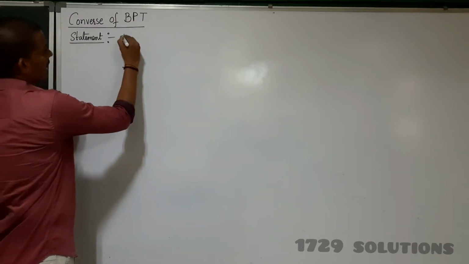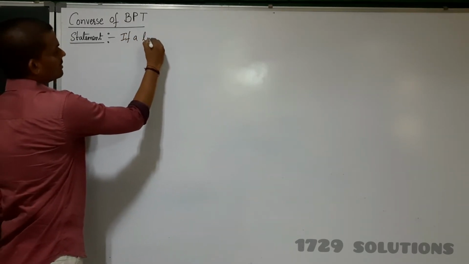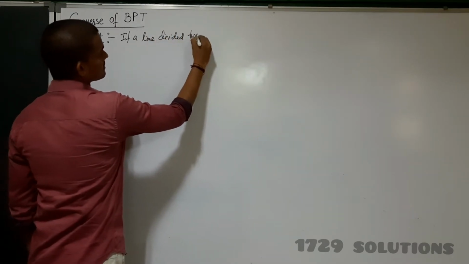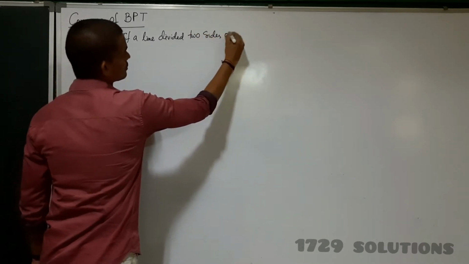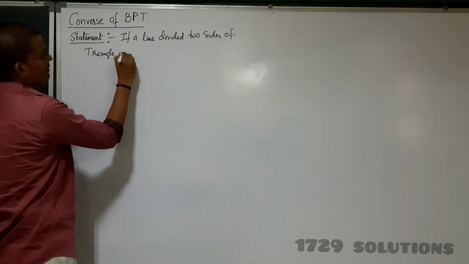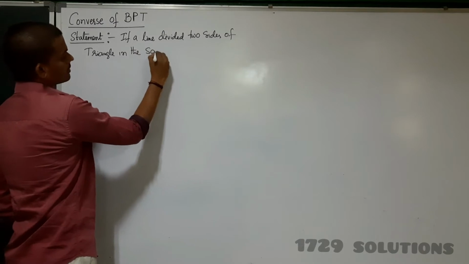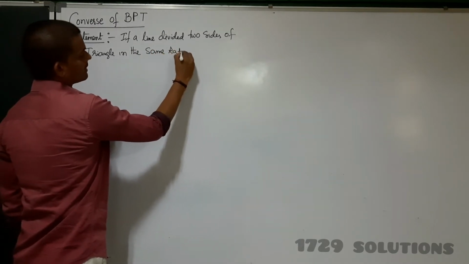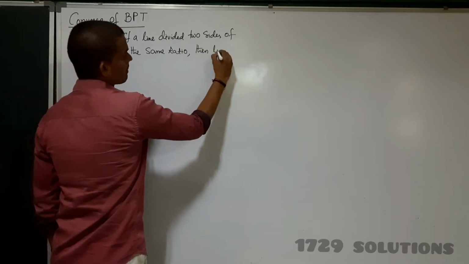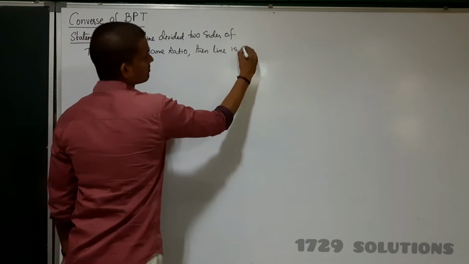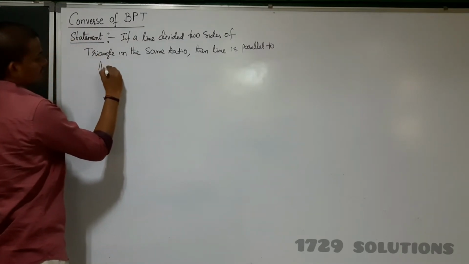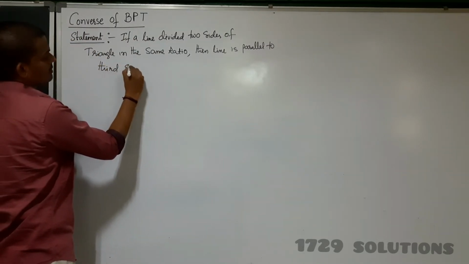So if a line divides two sides of a triangle in the same ratio, then the line is parallel to the third side. So this is the converse of the BPT theorem.